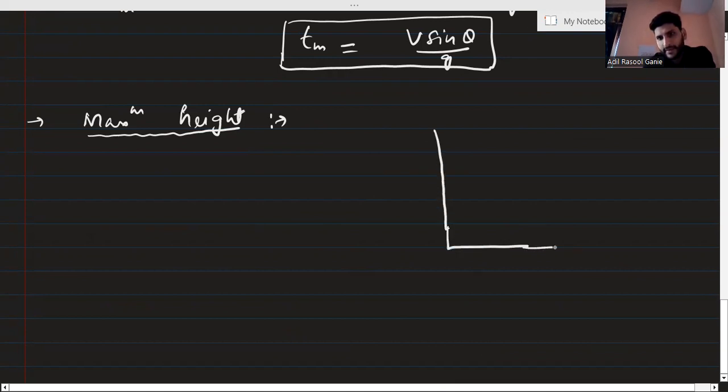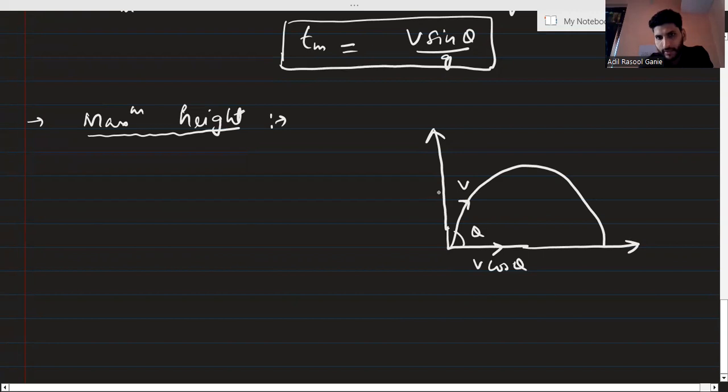So how will I find this maximum height? As we know, we can find this from the vertical component of the velocity. So this is angle theta, projected velocity v. This would be v cos theta, the horizontal component, and v sine theta, the vertical component. Similarly, it will go on. And at this point, the vertical component would be 0. This is the maximum height at which the vertical component would be 0.